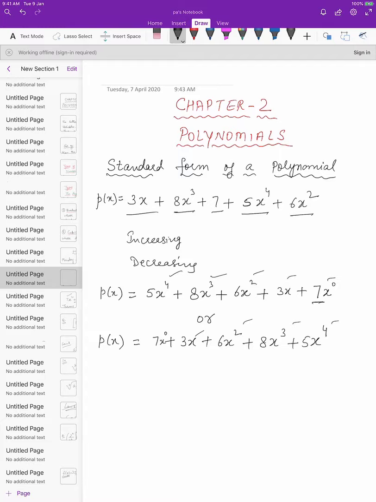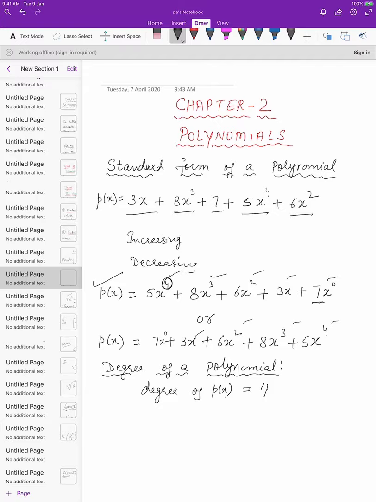Next thing is the degree. What is meant by the degree of a polynomial? Now degree means the highest power of the variable in the given polynomial is known as the degree of a polynomial. Let us look at this polynomial itself. Look at the polynomial p(x). What is the highest power of the variable? The variable here is x. Highest power of x here is 4, as you can see very easily. So what is the degree of the polynomial p(x)? That is equal to 4, because that is the highest power.